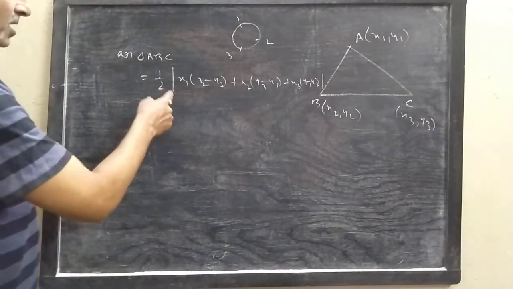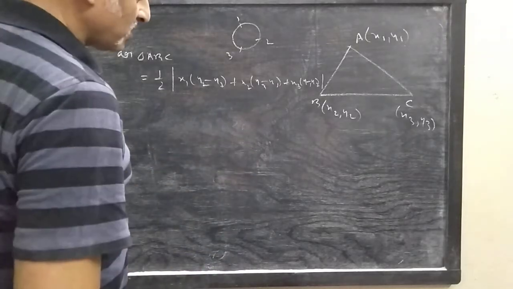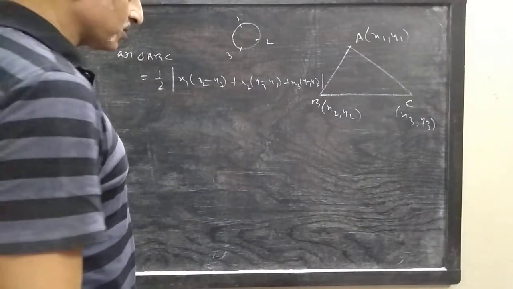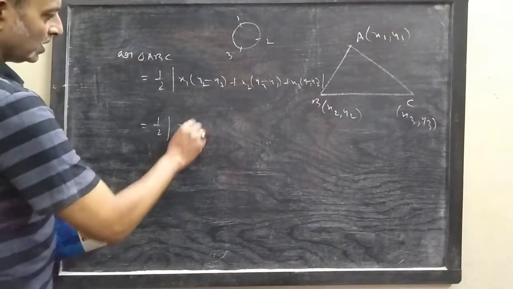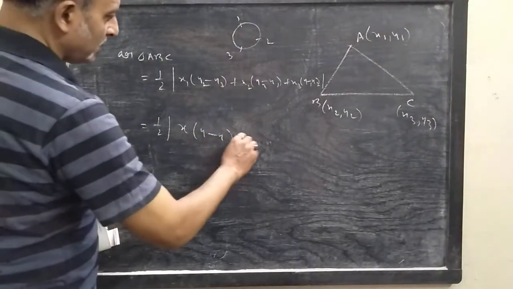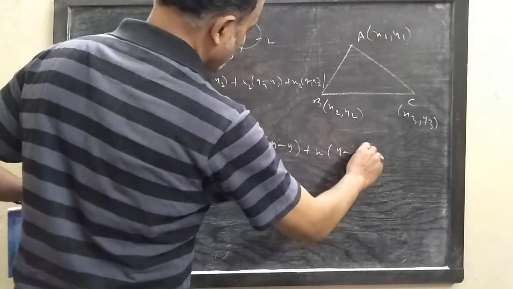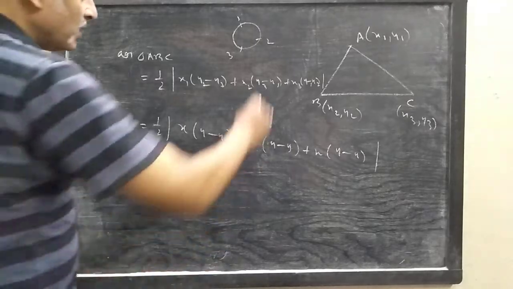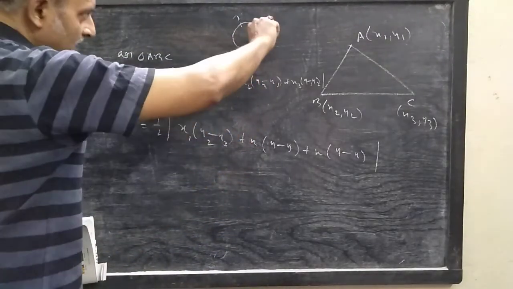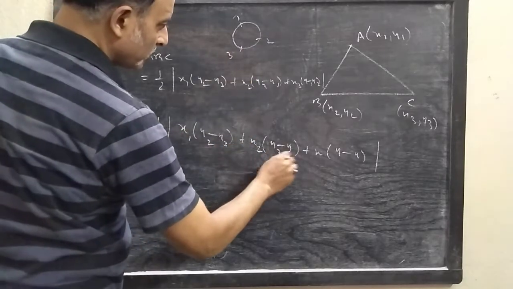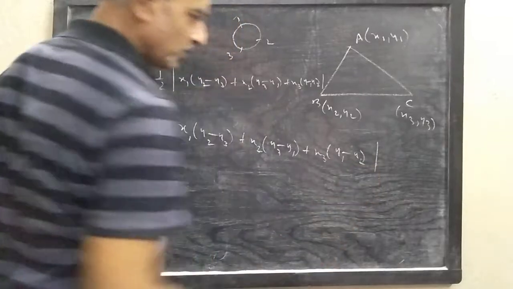What you get is half of x1 into y2 minus y3, plus x2 into y3 minus y1, plus x3 into y1 minus y2. Again I am writing the formula. Half mod x into y minus y, x into y minus y, plus x into y minus y, not closed. First write 1, 2, 3. Then write 2, 3, 1. Then write 3, 1, 2. You get the formula?